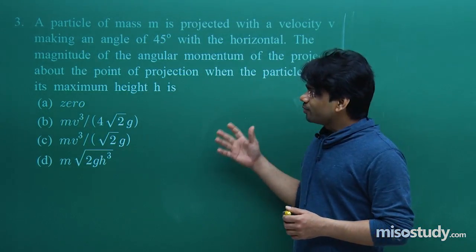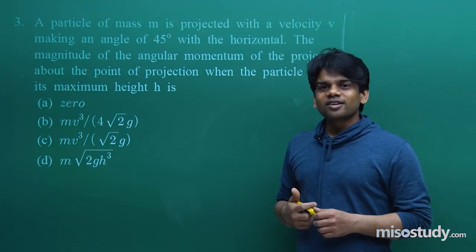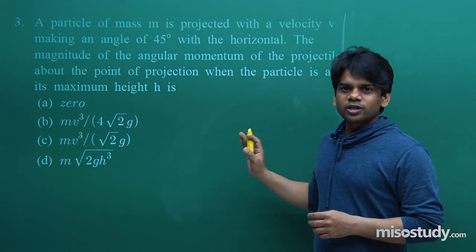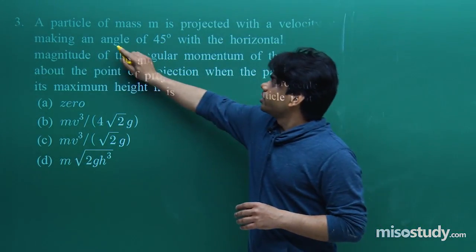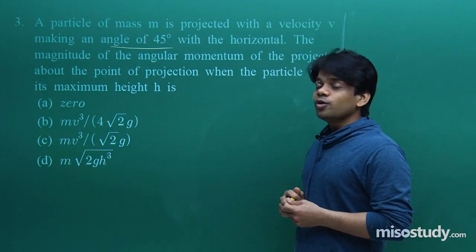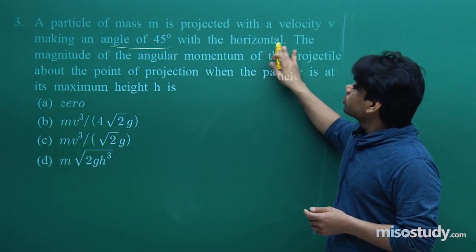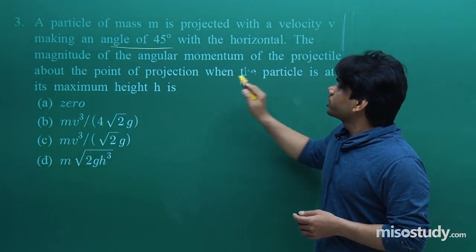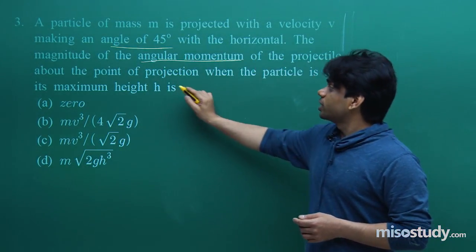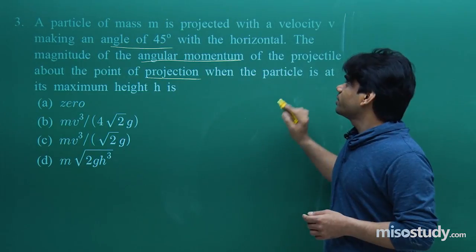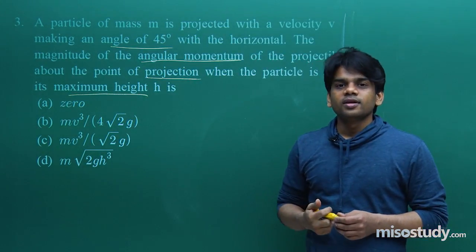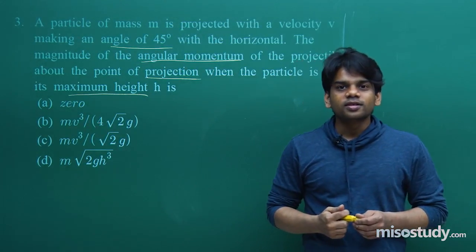All these options have been given to us. Now let's check which of the options is the right answer. First of all, you see that it's a case of projectile motion projected at an angle of 45 degrees. Next, it says you have to find the magnitude of the angular momentum of the projectile about the point of projection, when the particle is at its maximum height. These are the important points in the given question.